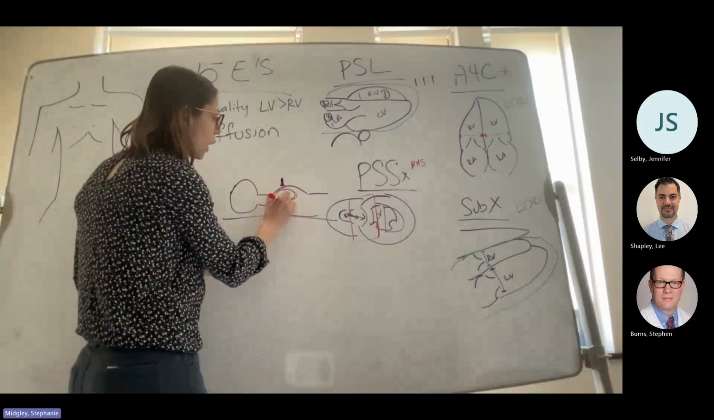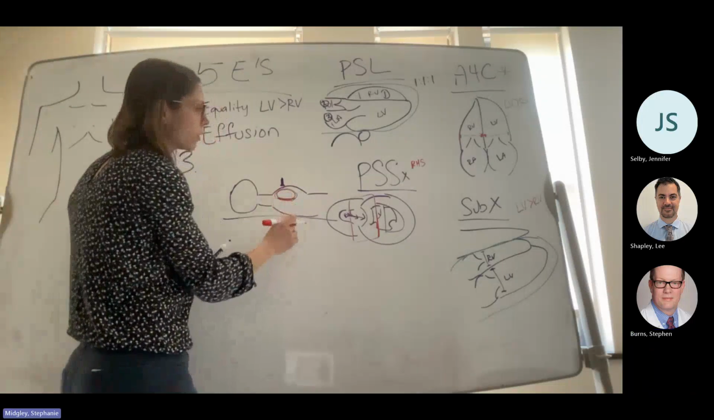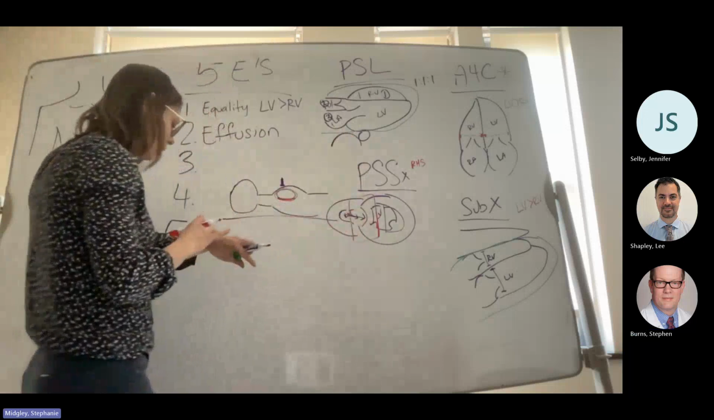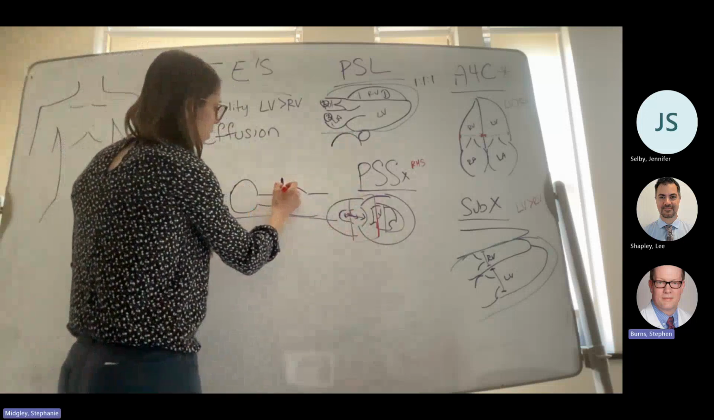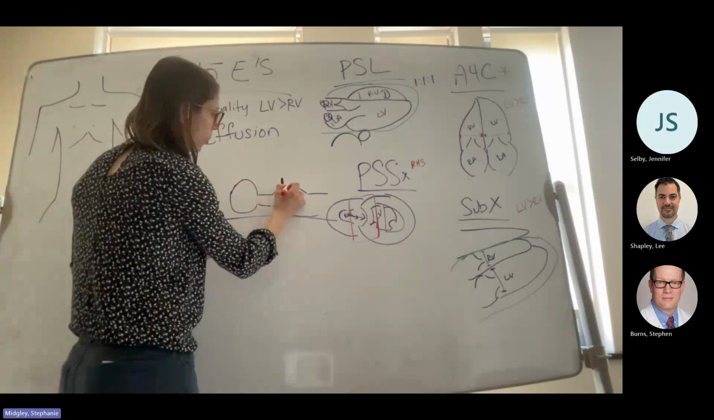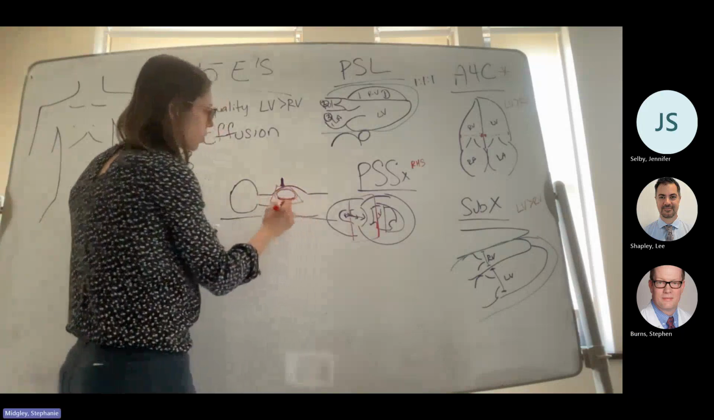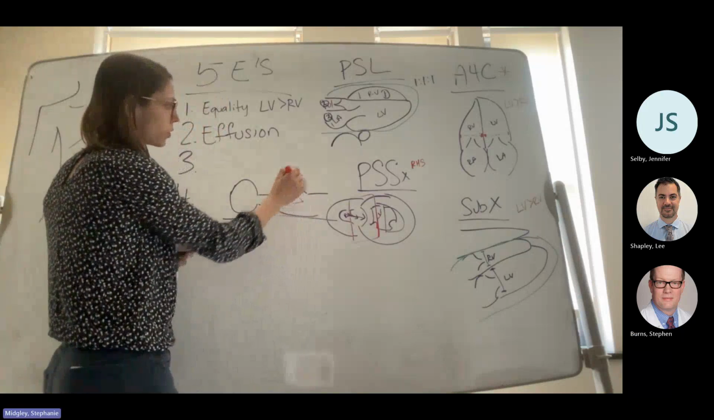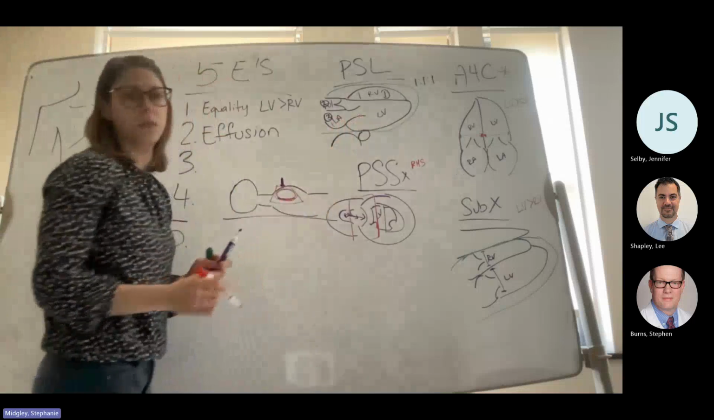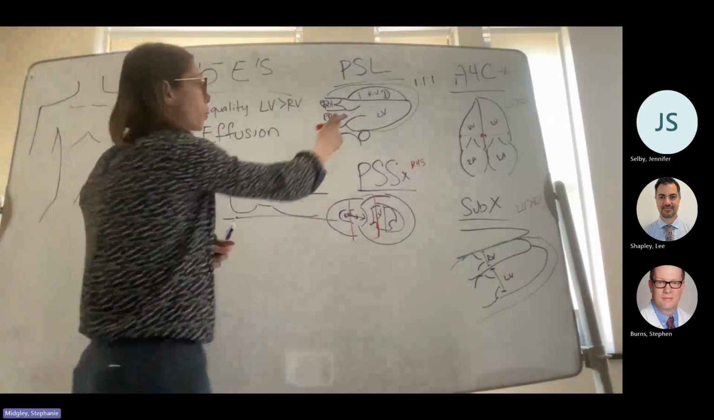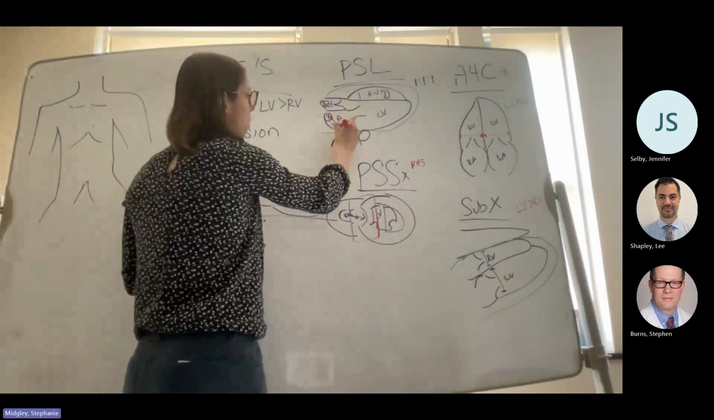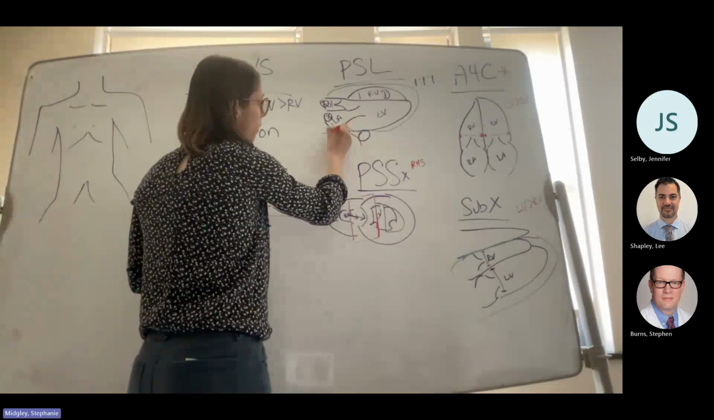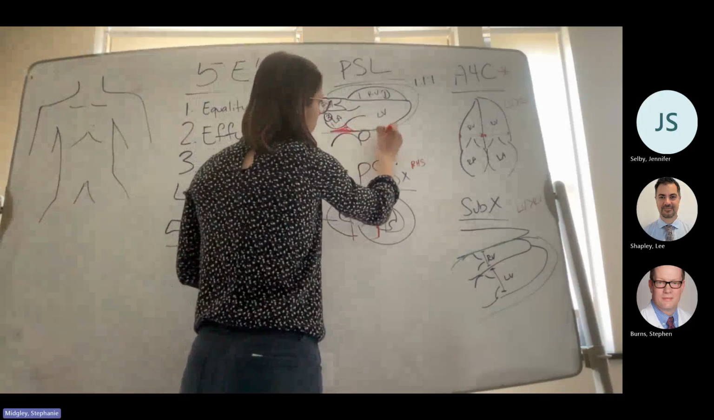So you have to understand where posterior is when we look at these views. The big thing to understand is whatever's closest to the top of the probe is going to be anterior, and whatever's at the bottom is going to be the dependent portion. So when I'm in my parasternal long, I'm looking posteriorly, at the bottom of my screen, for my effusion.